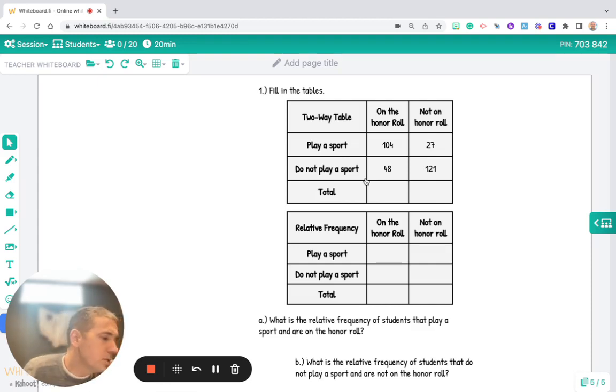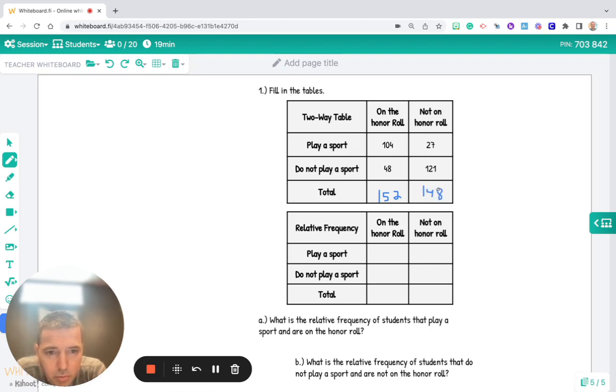So relative frequency is the ratio of number of times an event occurs to the total number of events. So before we start answering this bottom one, let's figure out a total. So we got to add up 104 played a sport and we're on the honor roll, and 48 on that honor roll did not play a sport. So we got to add those two numbers up and we get 152. And then we have 27 were not on the honor roll but played a sport, and 121 were not on the honor roll but did not play a sport. And so those two numbers add up to 148.